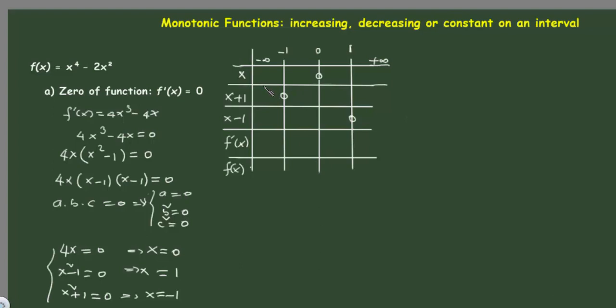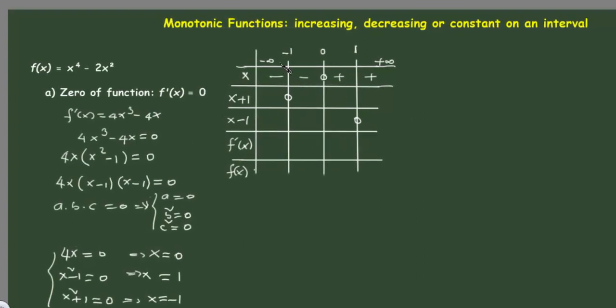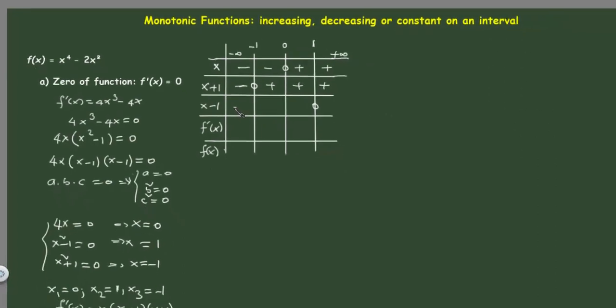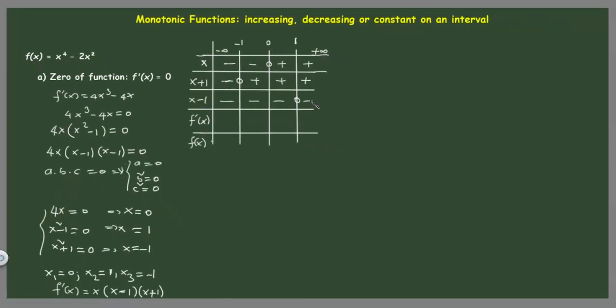All values before 0 are going to be negative, because any value you take before 0, minus 1 and everything, is going to give you a negative value. And all the values after 0 are going to be positive. Right, 0.5 gives you positive. The same thing is going on here. With minus 1, we have a minus here, and everything coming after minus 1 is positive, and here negative, negative, negative, and positive.